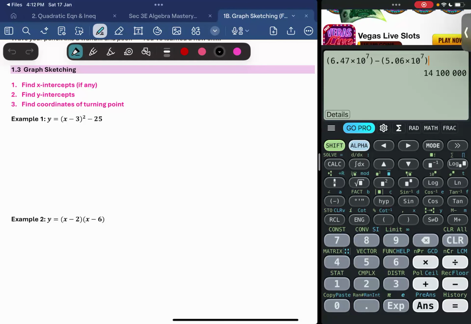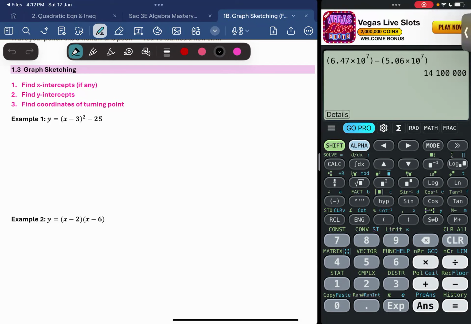Let's look at graph sketching today. Graph sketching is very important if you are a secondary 3 student and you're going to be taking your WA1. This is a skill you must have in order to do well. When we look at graph sketching, there are two main kinds of question.